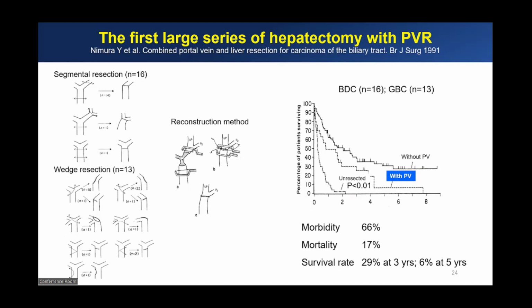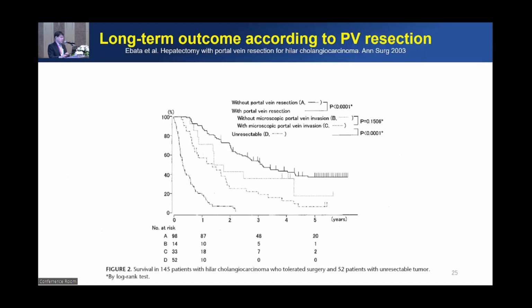Because at that age, unresected patients had a median survival time of only 4 months. This is the point of that age. So portal vein resection and reconstruction was justified at that age, but now it is probably different. This is 10 years later.